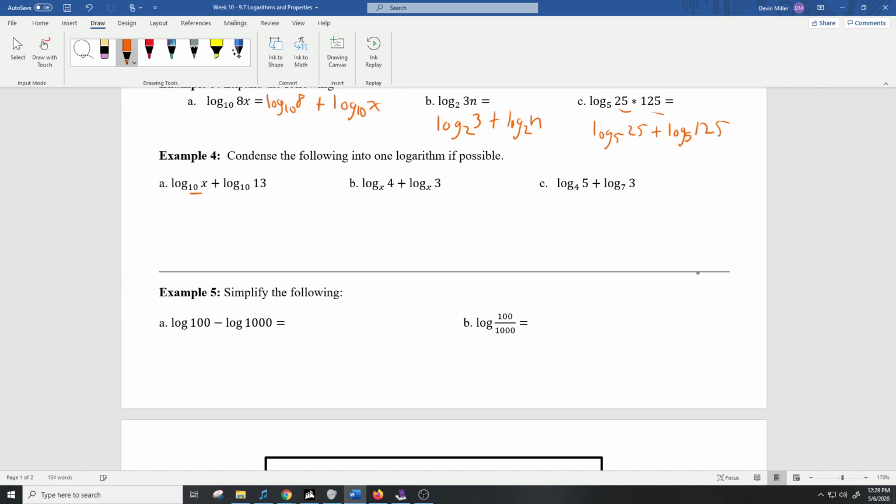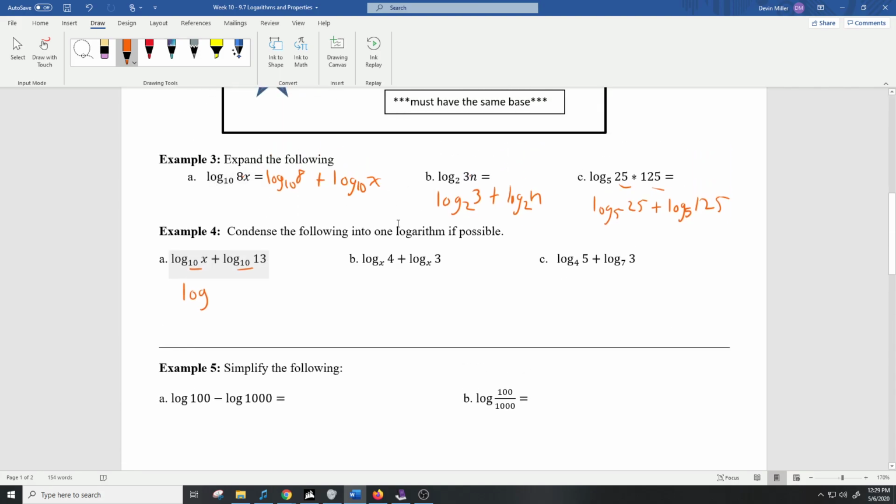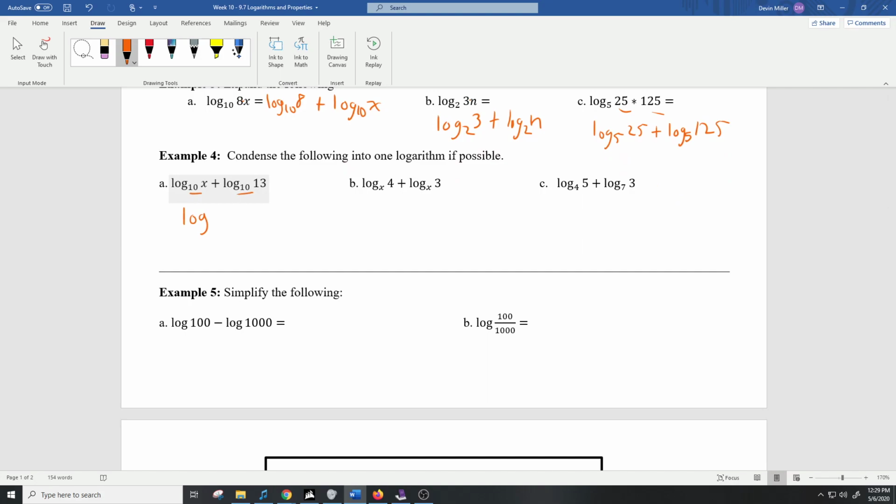So we have log base 10 of 10. As long as they're the same base, we can put them together. So this would be 1 log. Remember, you don't have to write 10 here because 10 is the common logarithm. I didn't have to do it up here either. You don't have to write log base 10. Log is just known to be base 10. So I can put these together as x times 13, or 13x if you want. Either one's fine. Log 13x.